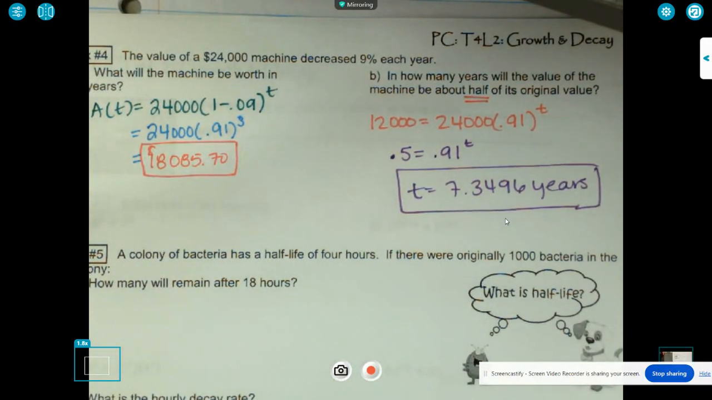Are we good? Yes, ma'am. Okay. Dimensions, DIM. Yeah. All right, y'all read number 5 and see if you can set up. It's a half-life, so which equation are we using?